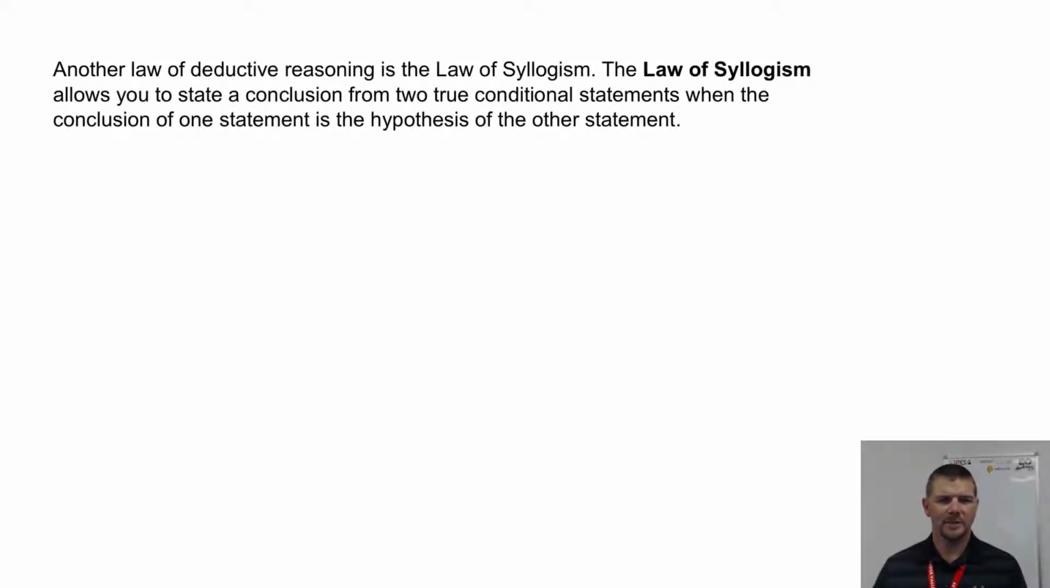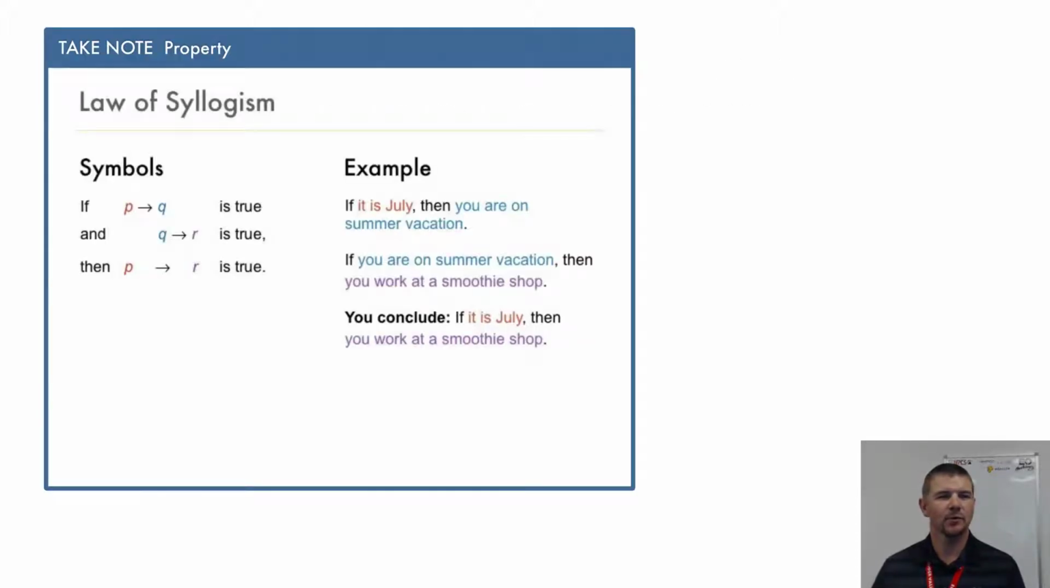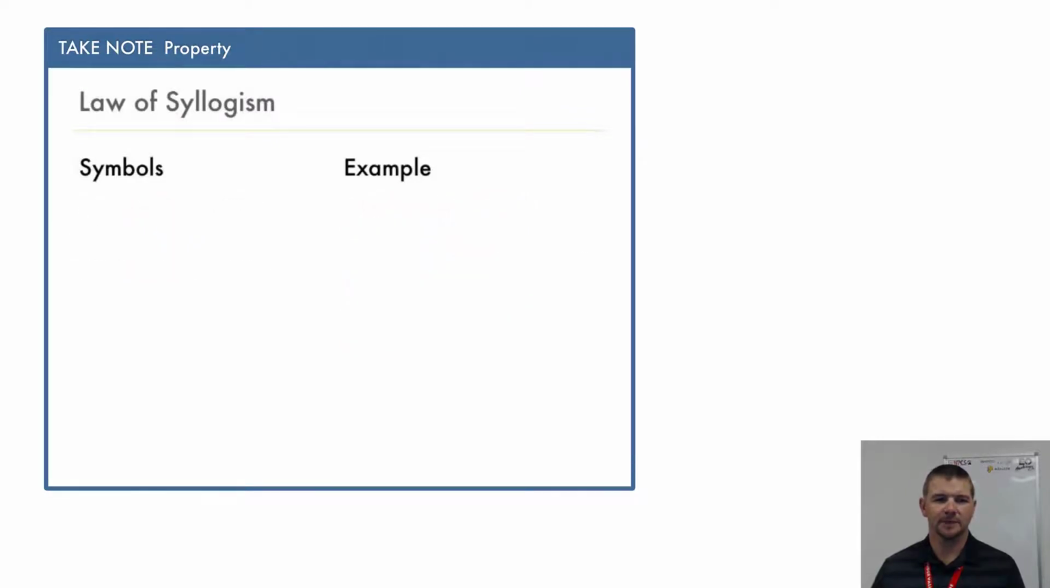Another law of deductive reasoning is the law of syllogism. The law of syllogism allows you to state a conclusion from two true conditional statements when the conclusion of one statement is the hypothesis of the other statement. Take note, property, the law of syllogism.